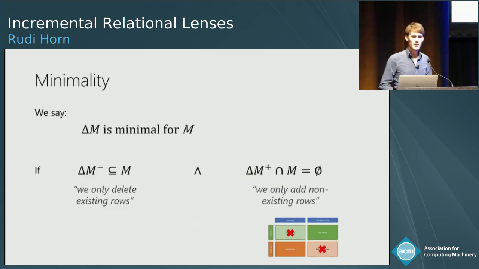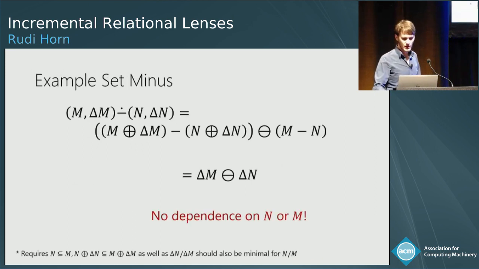You can describe this in conditions by saying, well, removed rows should be a subset of M, and the intersection between the added rows and the table should be the empty set. If we assume such preconditions, then we can find a lot of optimizations for these relational algebra expressions that don't rely on n or m.